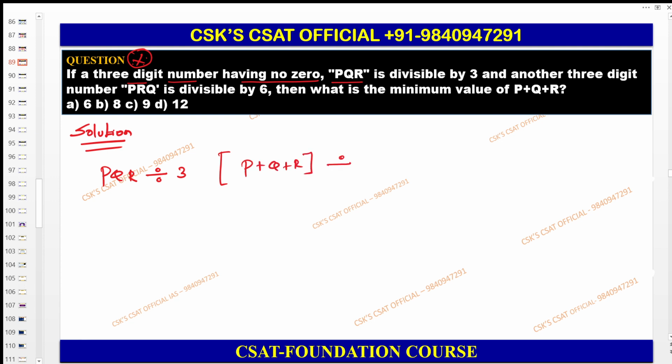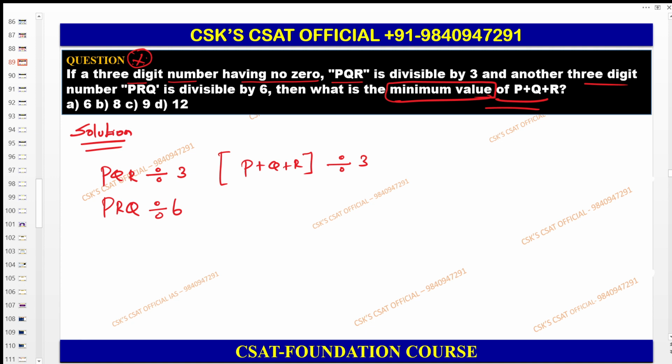So that has to be divisible by 3. Now another statement provided here is PRQ is divisible by 6. Then what is the minimum value? Please remember, mark this one. Minimum value of P plus Q plus R.